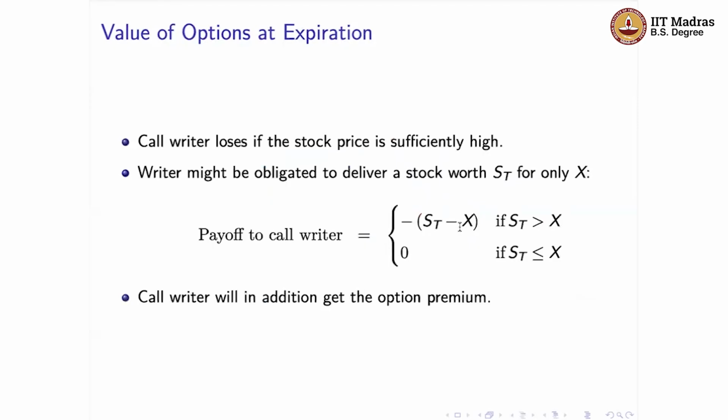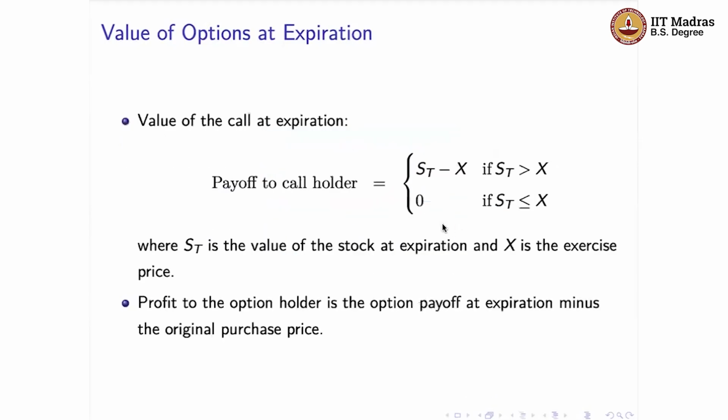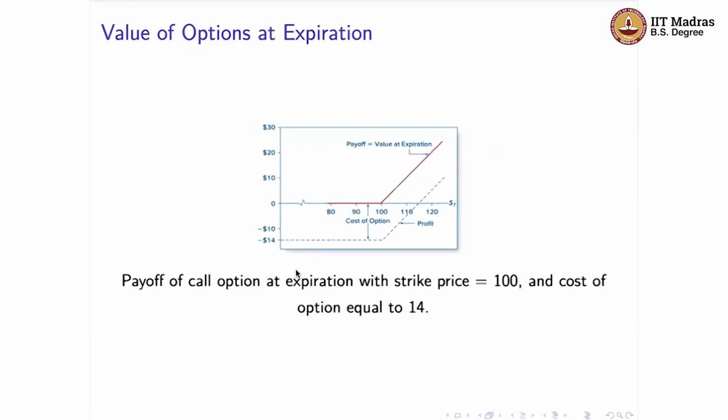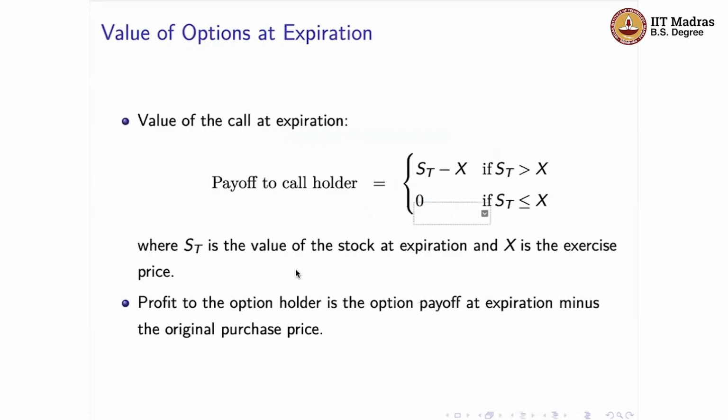And so if you add up the payoff to the call writer and the payoff to the call holder, this will add up to zero, right? And if ST is less than or equal to X, this is 0 and this is also 0, right? So that's one thing. Also, if you look at the sum of the net profits, this is related in a similar manner, because the difference between the net profits comes from the fact that one is going to pay a price and the other is going to receive a price, right?